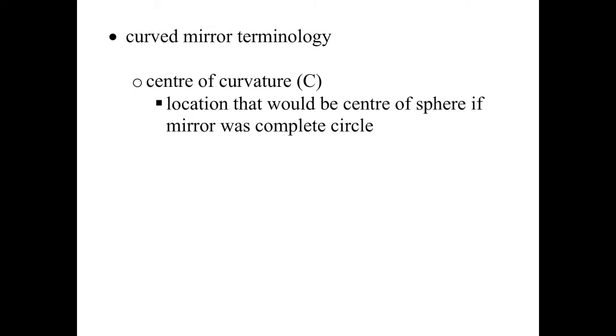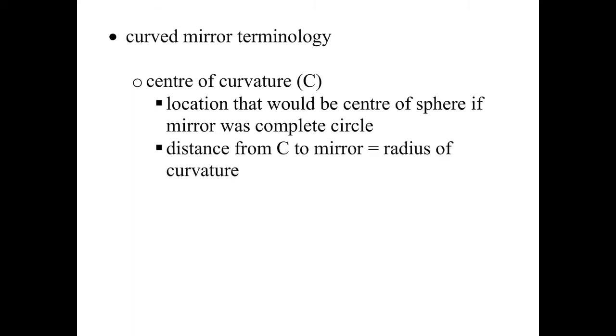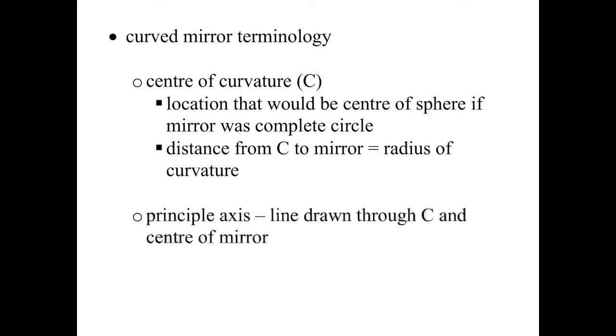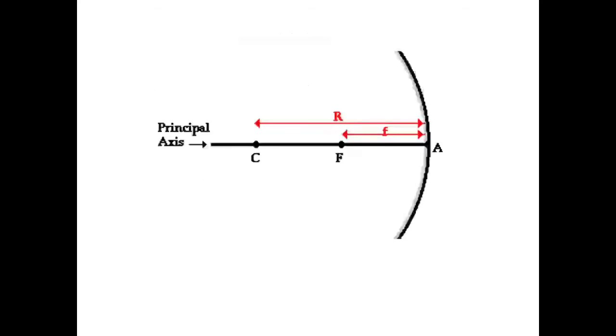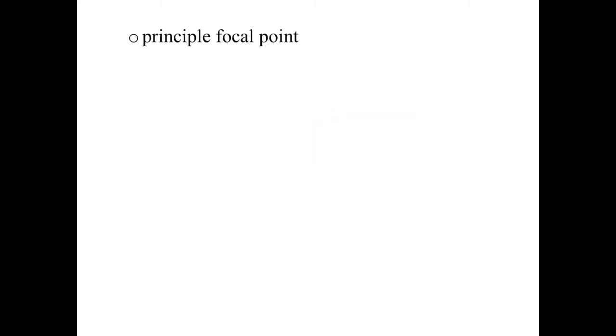The center of curvature, C, is the location that would be the center of the sphere if the mirror extended around into a complete circle. The distance from C to the mirror is, of course, the radius of curvature. We call the principal axis the line drawn through C and the center of the mirror. So here we have our mirror, and the line drawn from C to the center of the mirror at A here is called the principal axis.